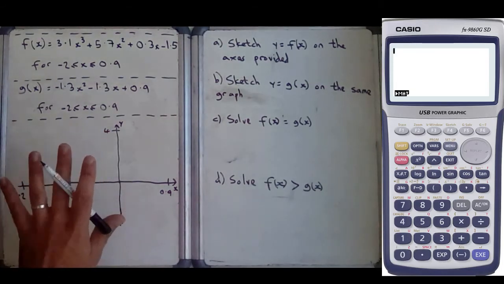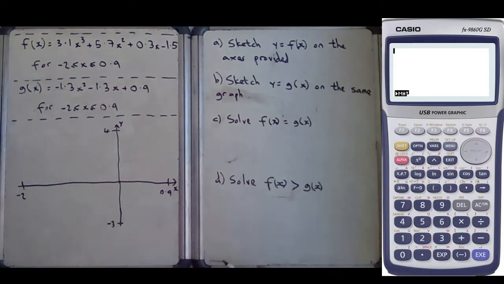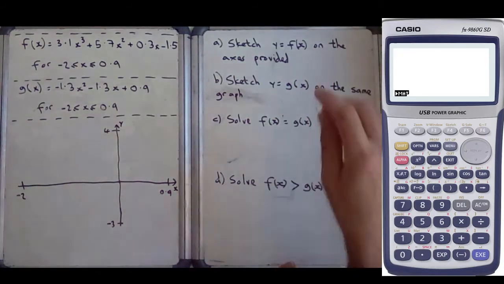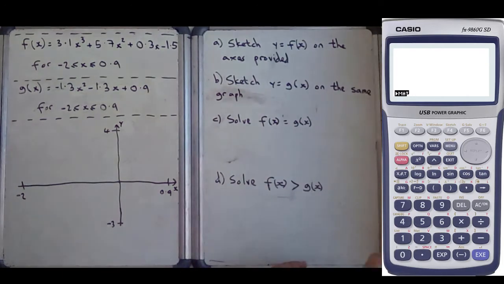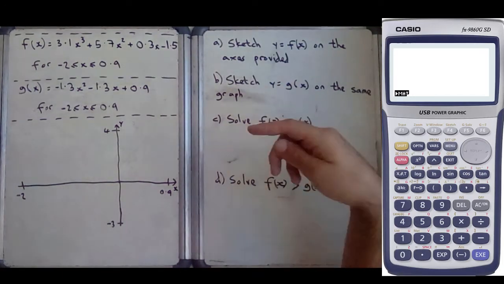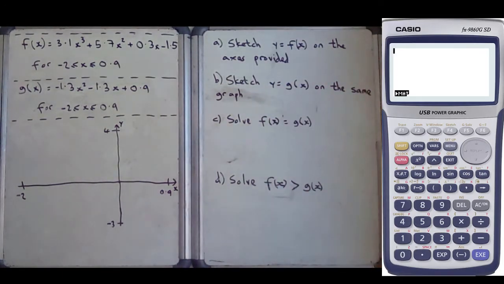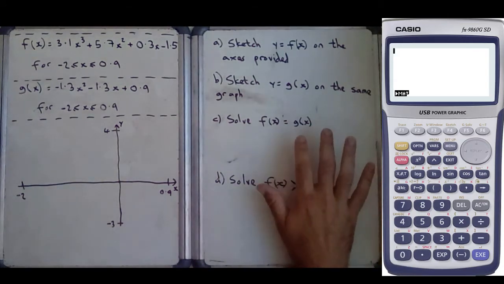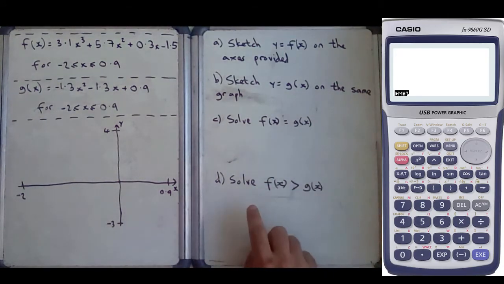So we've got blank axes. What do we need to do? Part A, sketch y equals f of x on the axes provided. Part B, sketch y equals g of x on the same graph. Part C, solve f of x equals g of x. And part D, solve f of x is greater than g of x.